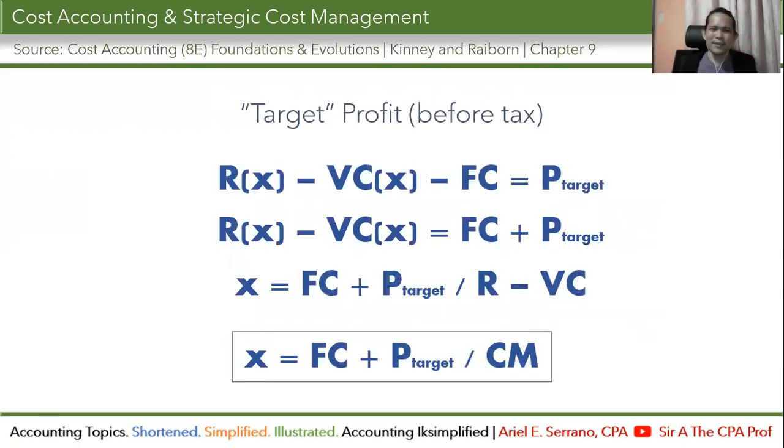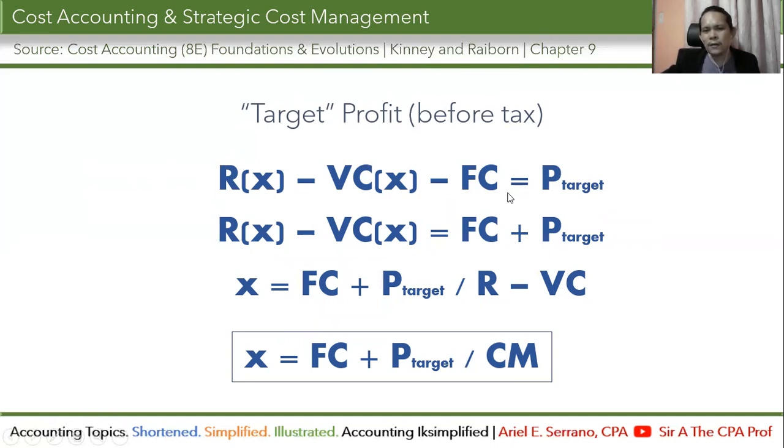Ano ibig natin sabihin nito? Please take note of this one. Our target profit before tax. If this is your equation, we want to emphasize the profit, which is the amount that we will get after deducting the variable costs and then the fixed costs from the revenue.